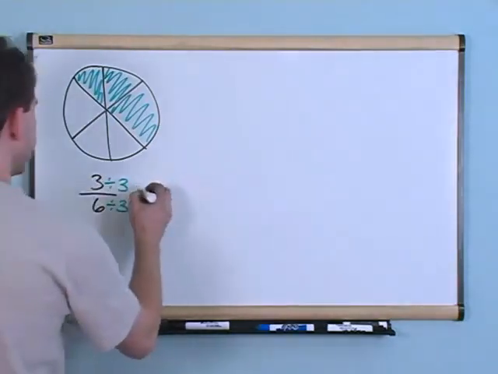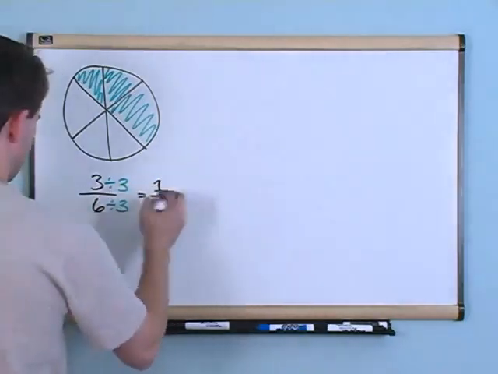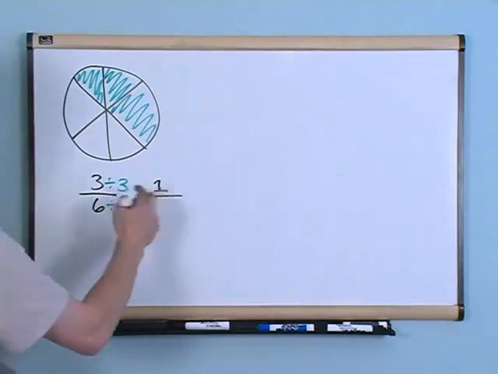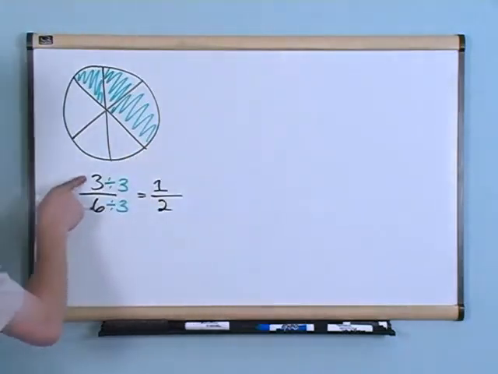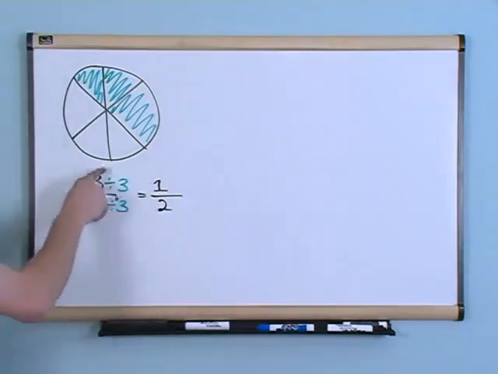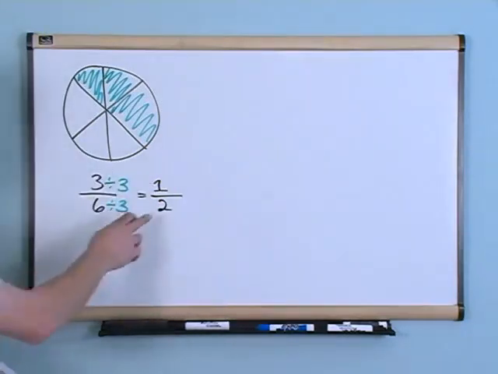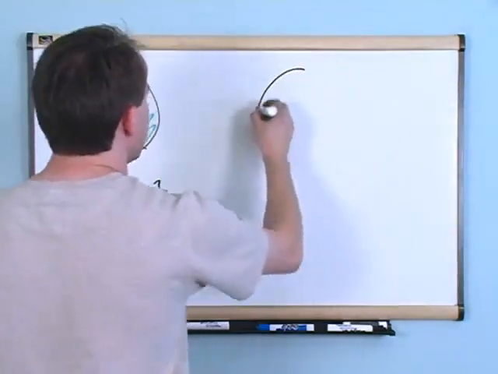3 divided by 3 is 1, okay, on the top. 6 divided by 3 is 2 on the bottom. So, what we're claiming here is 3/6 is the same thing as 1/2, because we can divide top and bottom by the same thing, and we'll get something a whole lot simpler, and we can't do anything more to this. We can't simplify that anymore. Well, let's go ahead and check and see if this makes sense.